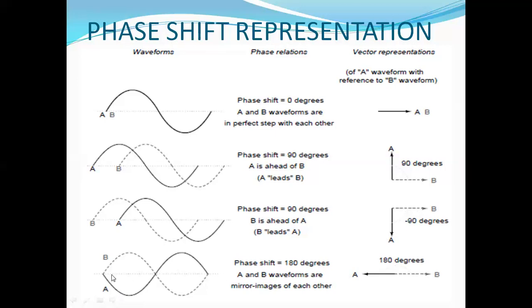Now the last one: waveforms A and B are in phase opposition, meaning the phase difference between them is 180 degrees. They are mirror images of each other, and at that time, though the magnitude of both is the same, the direction is opposite. So B is along the positive x-axis and A is along the negative axis. A is on the 0 degree axis and B is on the 180 degree axis. That is nothing but the phasor, or vector, representation of the waveforms A and B. The phase shift between them is 180 degrees.